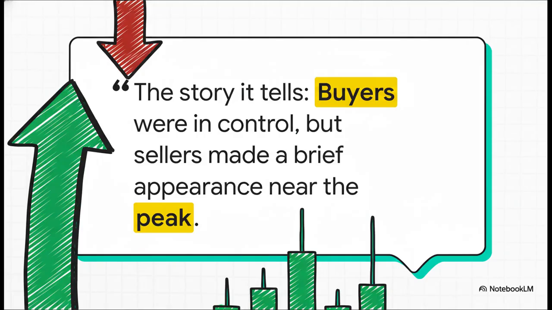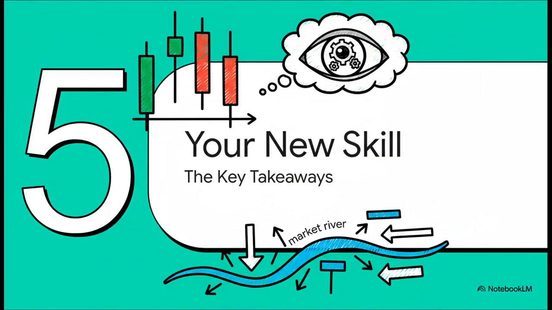And you see, this one shape tells the whole nuanced story. It wasn't just, hey, the stock went up. The story is, buyers were clearly in control for most of the day, but sellers did show up to put up a bit of a fight right at the top. All of that psychology is captured in one little image. So there you have it. You've just learned the basic grammar of the market's hidden language.